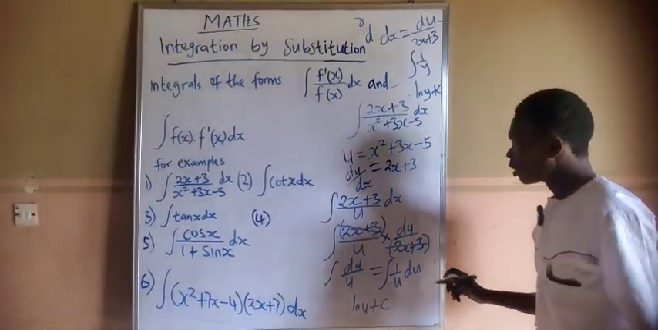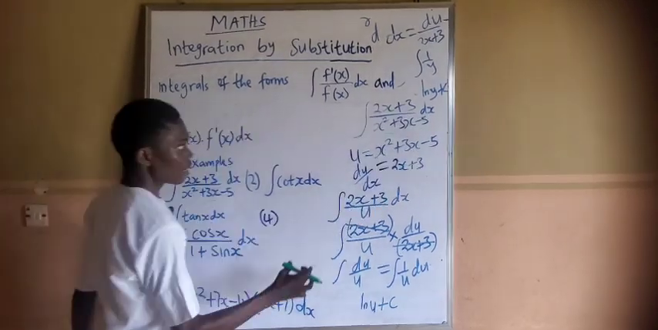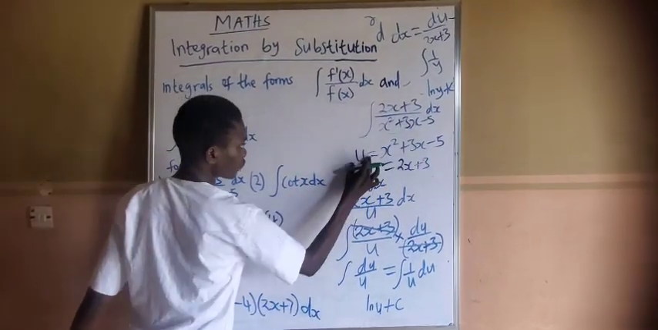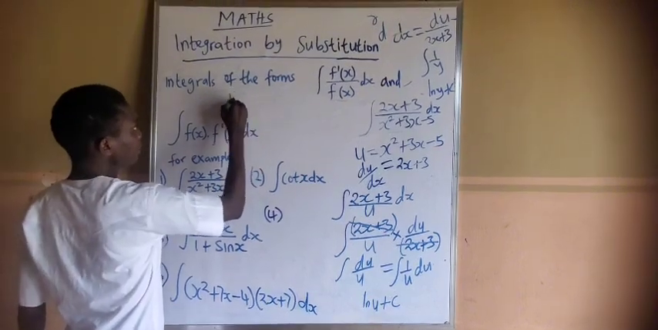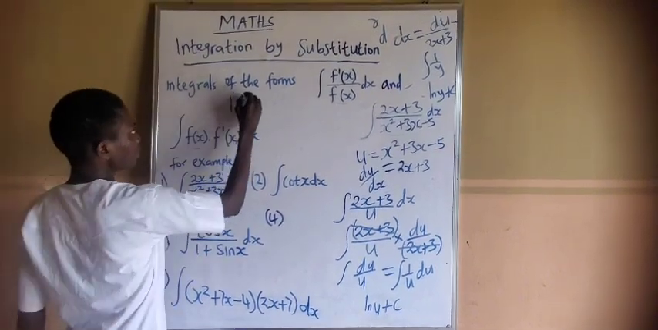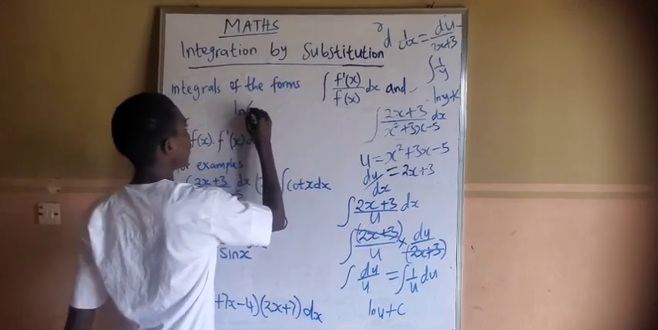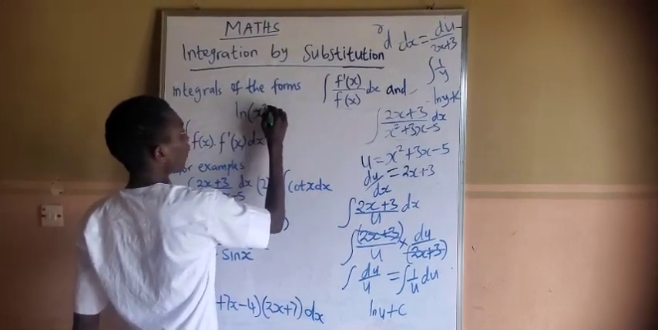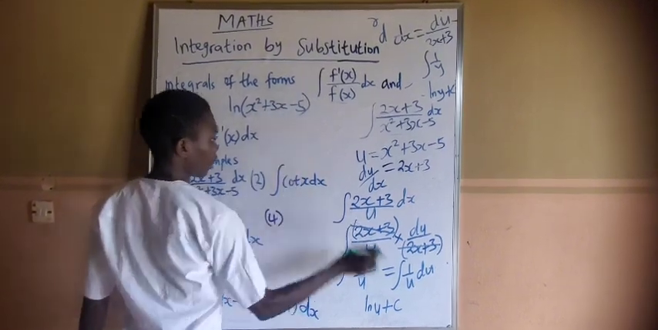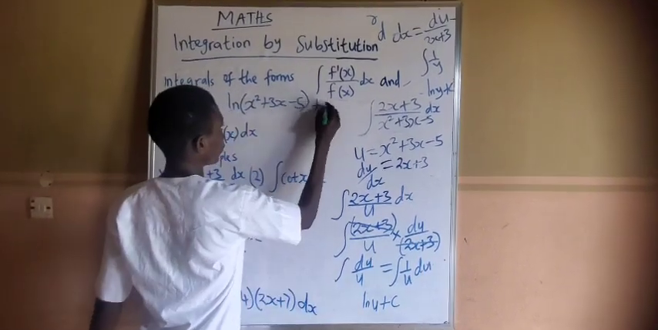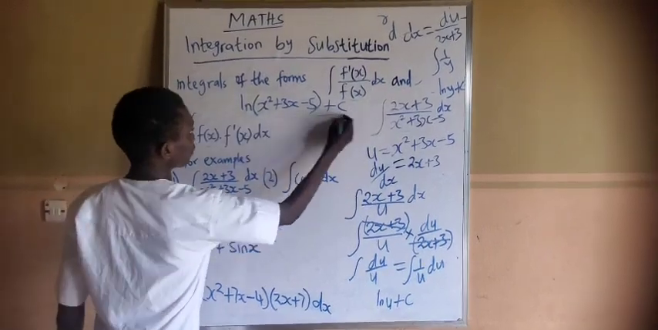Now recall that you represented u to be this. Let me substitute the value of u back to the position here. So I will now have ln of, in brackets, what is u? u is equal to this: x raised to the power of 2 plus 3x minus 5, and put your constant too. So that's our final answer.